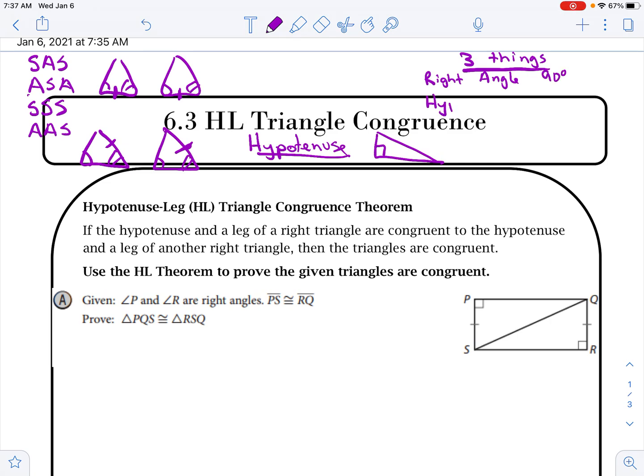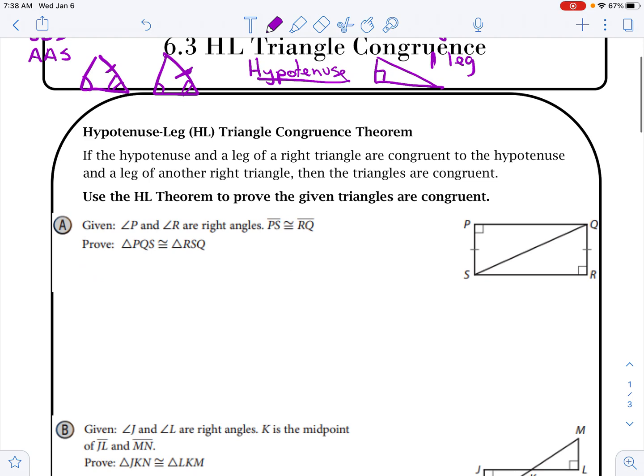I need to know that the hypotenuse is congruent. That would be the longest side, and then one leg. So one of the other sides is congruent. As long as I have that, then we would have the hypotenuse leg theorem. Our theorems would stay the same. So if I come through here, it says given angle P and angle R are right angles. So I'm given this right here. That is a right angle.